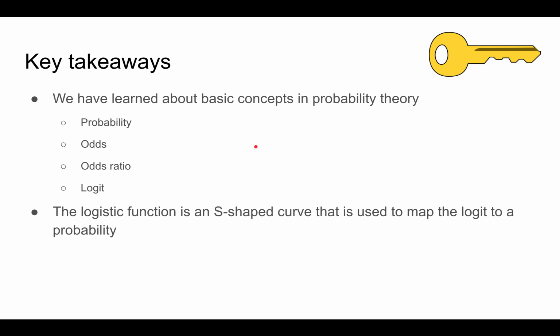Alright, so the key takeaways from this lecture are we've learned about some of the basic concepts in probability theory, which are the probability, the odds ratio, and the logits. And we've also learned about the logistic function, which is an S-shaped curve that's used to map the logits into a probability. In the next lecture, we'll see how we can estimate logistic regression models in R.